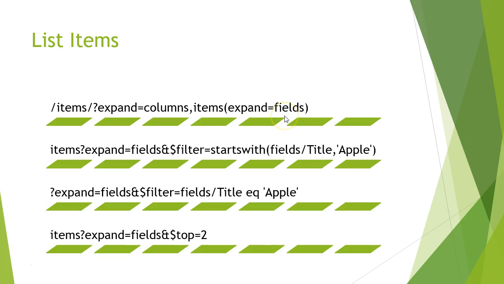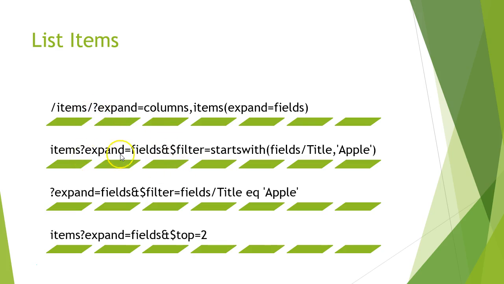So coming to the list items, when you are trying to get the list items, you can get the list items columns by using the expand equal to columns and items of expand equal to fields directly from the list itself without the items keyword.